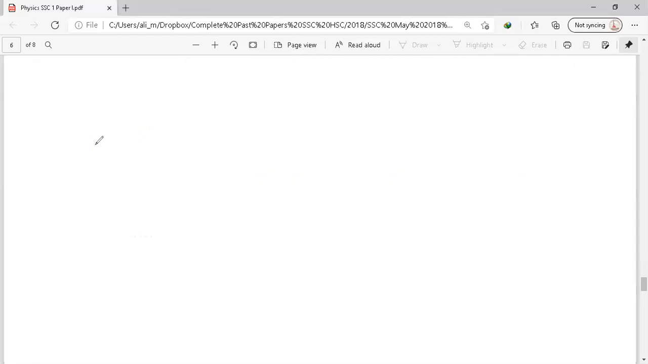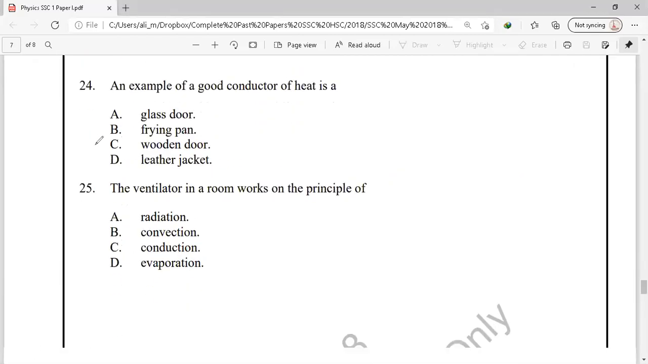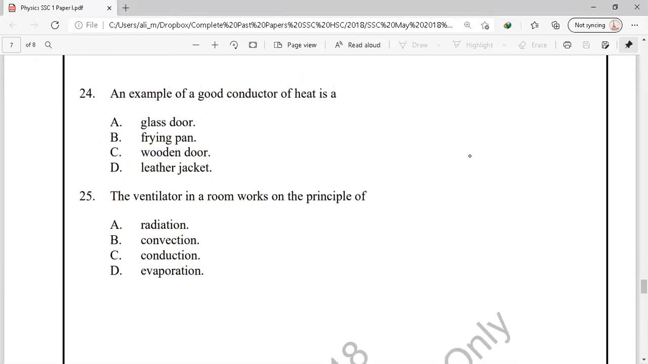So next we have the last two questions, that are question number 24 and 25. These two questions are from our chapter number 9, thermal mode of transfer of heat. So, an example of a good conductor. We have to identify the good thermal conductor among those. So we have a glass door, frying pan, wooden door, and leather jacket. So this leather jacket is used to reduce the rate of transfer of heat.